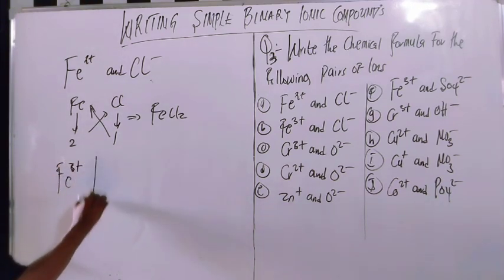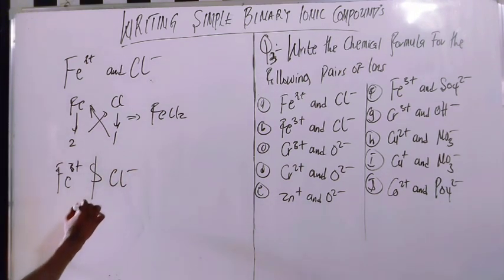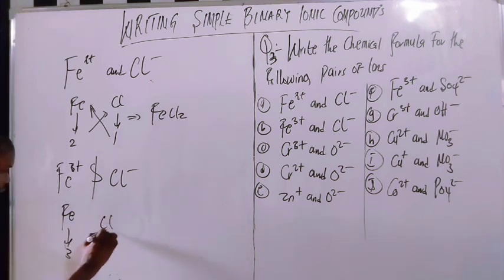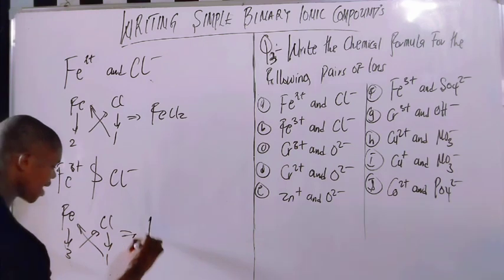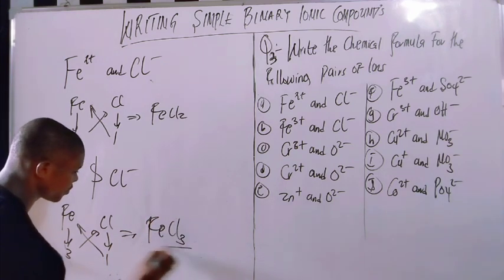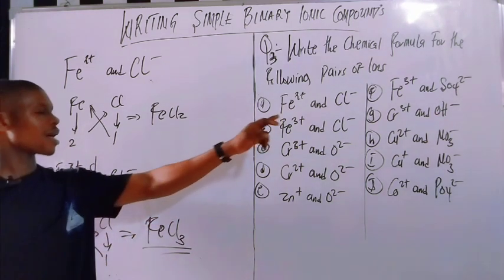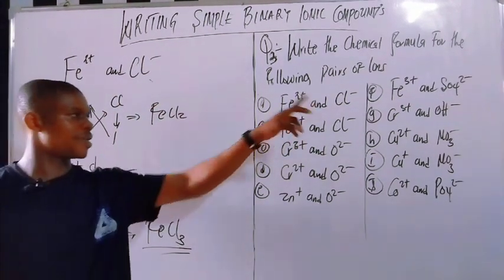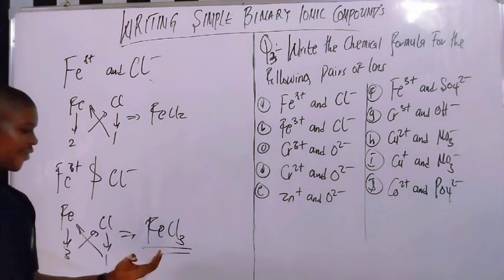Now if you check this one here, Fe3+ and Cl-. So we're going to have Fe, which is 3, Cl, which is 1. So this one moves here, this one moves here. So you're going to get FeCl3. Do you understand? So iron can form two different compounds with chlorine: FeCl2 and FeCl3.